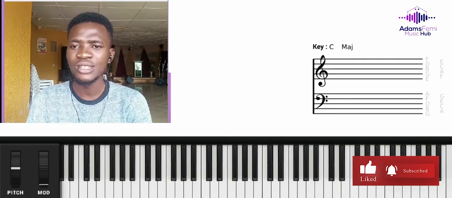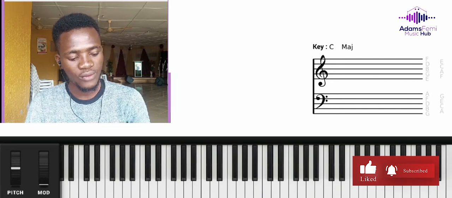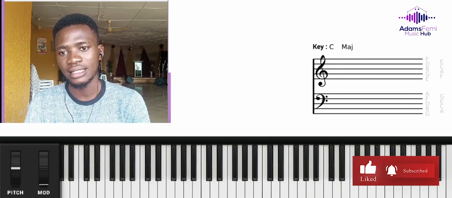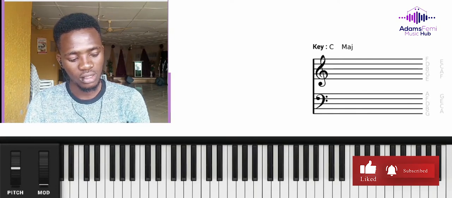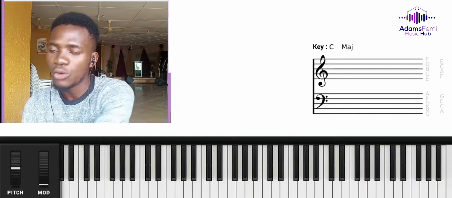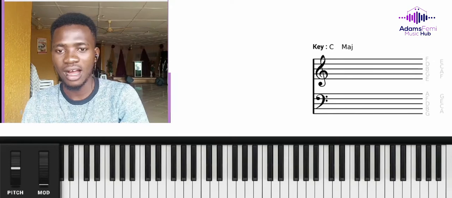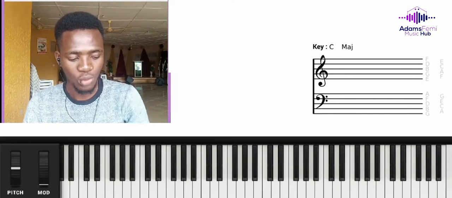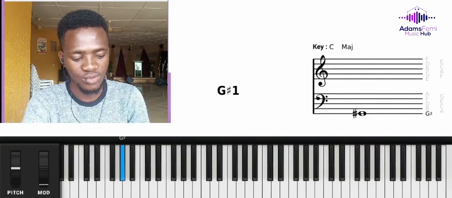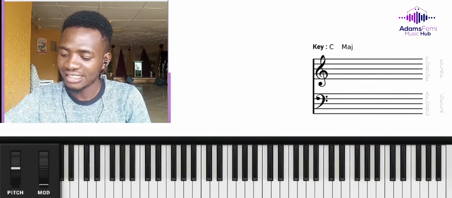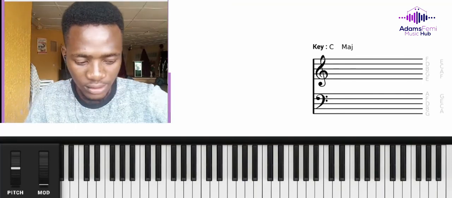Alright, another thing we talked about is we have a 12 key layout on our keyboard. We have the white keys. We said the white keys are natural keys. And we said the black keys are what? Accidentals. So we have the white keys running through, as you can see right there, and the black keys, which are accidentals.